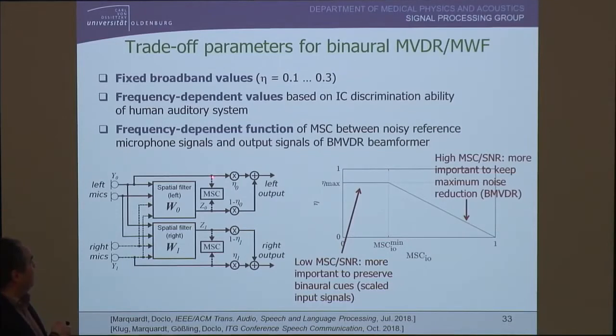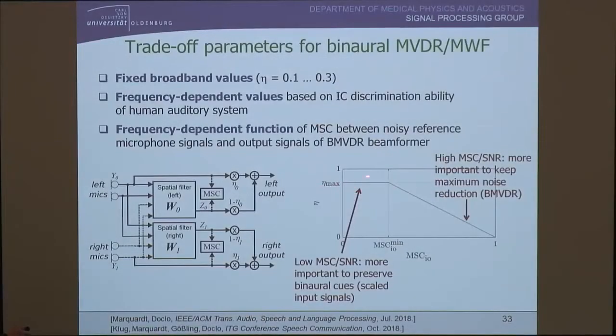What is on the horizontal axis from 0 to 1? It's this mixing parameter. And here is the MSC, so the coherence between the input signal and the output signal. You can show that it corresponds to the SNR, which is why I put SNR too, as that's easier to understand. If you have in your beamformer or whatever algorithm a high SNR increase, so a lot of noise reduction, it's more important to keep that noise reduction than to preserve the cues, and the other way around. That was the main motivation for mixing a lot when there is almost no noise reduction, and not mixing too much otherwise. This curve you can optimize in different ways.